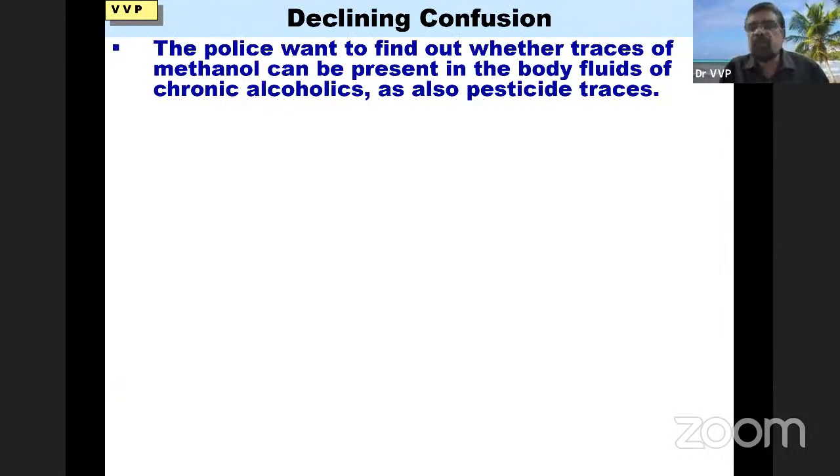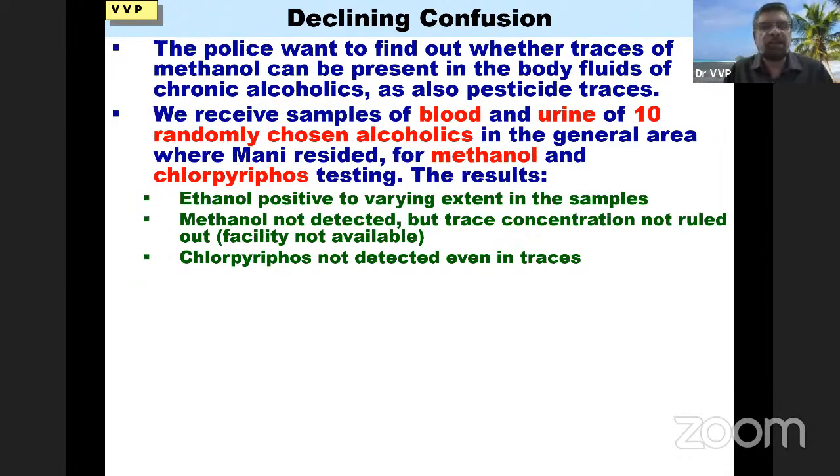That was our opinion. But the police wanted to make sure. The Kerala police is pretty good, whether you believe it or not. They go to any extent to resolve a problem. So the police now wanted to find out whether traces of methanol can really be present in the body fluids of other chronic alcoholics also, as well as pesticide traces, like in the case of Kalaban Mani. So they went around randomly choosing alcoholics in the same area where Kalaban Mani had resided, collected blood and urine samples, and submitted them for testing for methanol and chlorpyrifos in addition to ethanol.